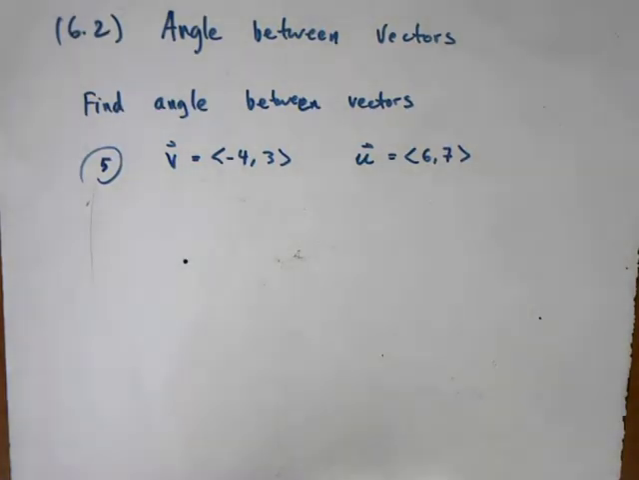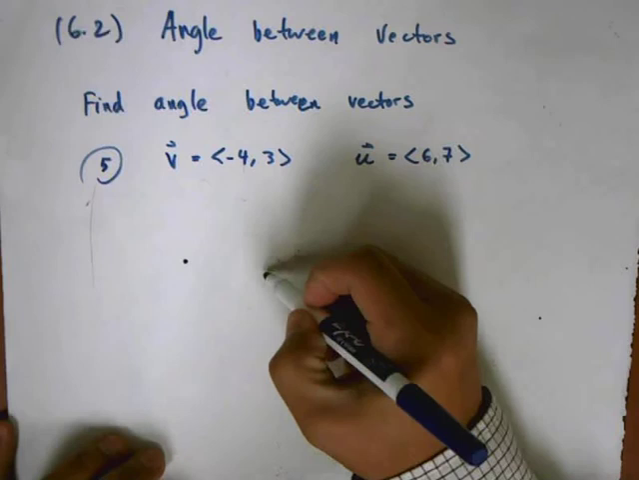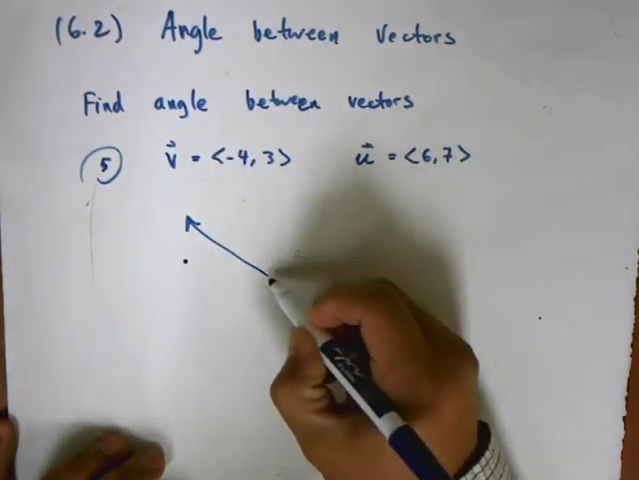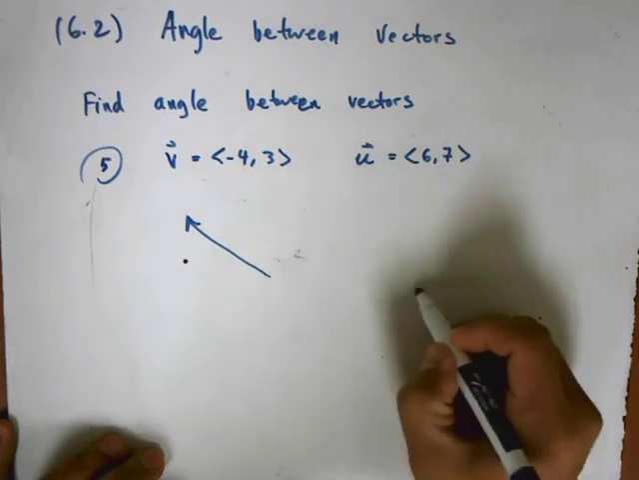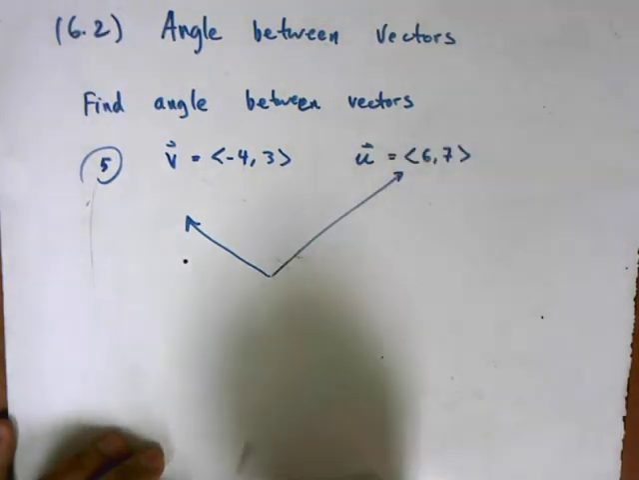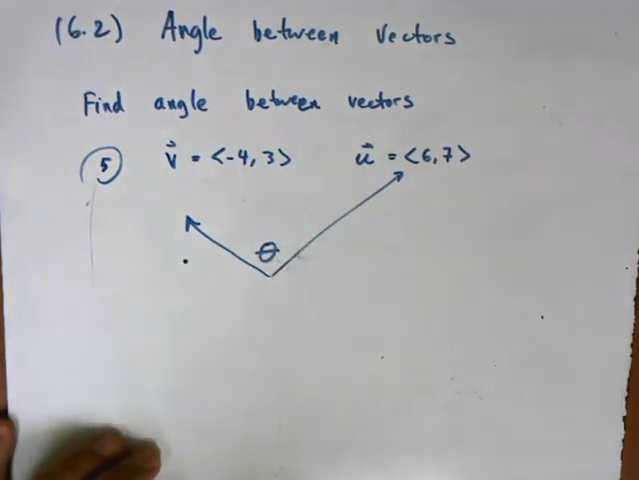So here I have two vectors. V is -4, 3, and U is 6, 7. And I want to find the angle between the two of them. So let me just sketch this out. V is -4, 3, so it's approximately there. And then U is 6, 7, so it's going to go over 6, go up 7, so it's quite a bit over here. And then I am looking for this angle right here in between the two of them.